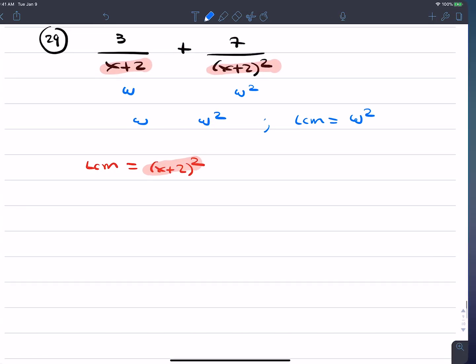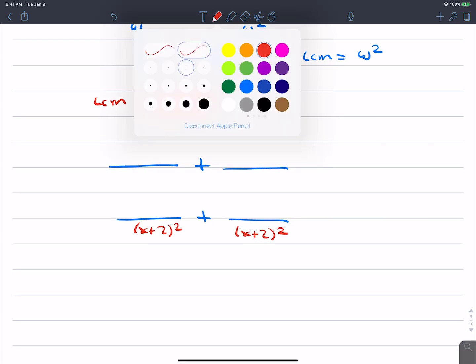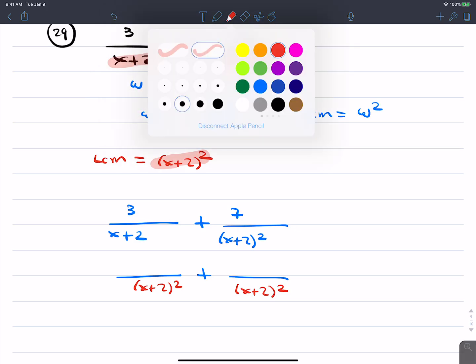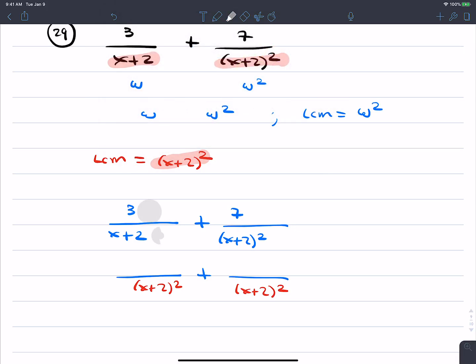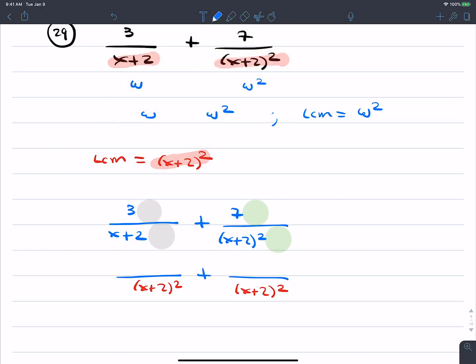For the setup, the LCM goes on the bottom, x plus 2 squared. And then on top here, we have 3 over x plus 2 and 7 over x plus 2 squared. So on the top here, we have a term for the first fraction, and for the second fraction we have these terms.